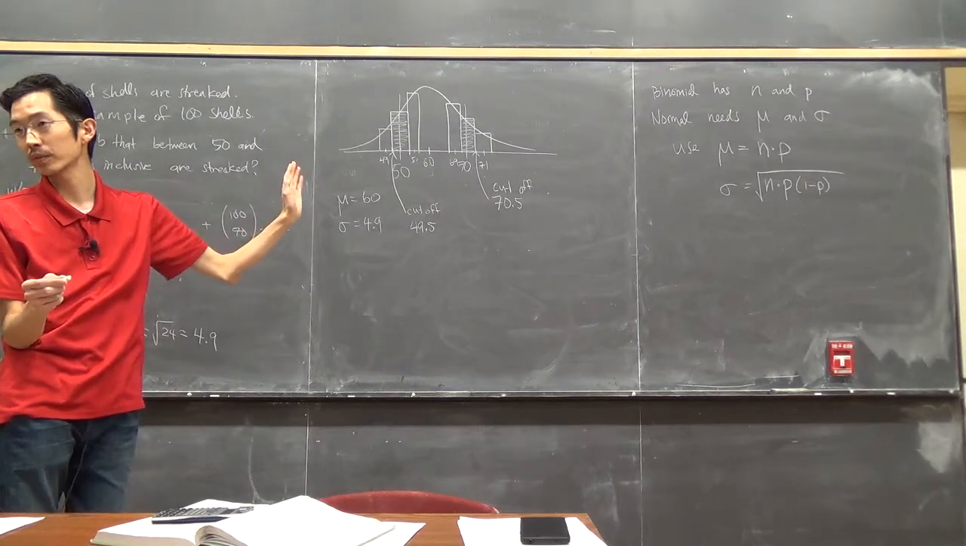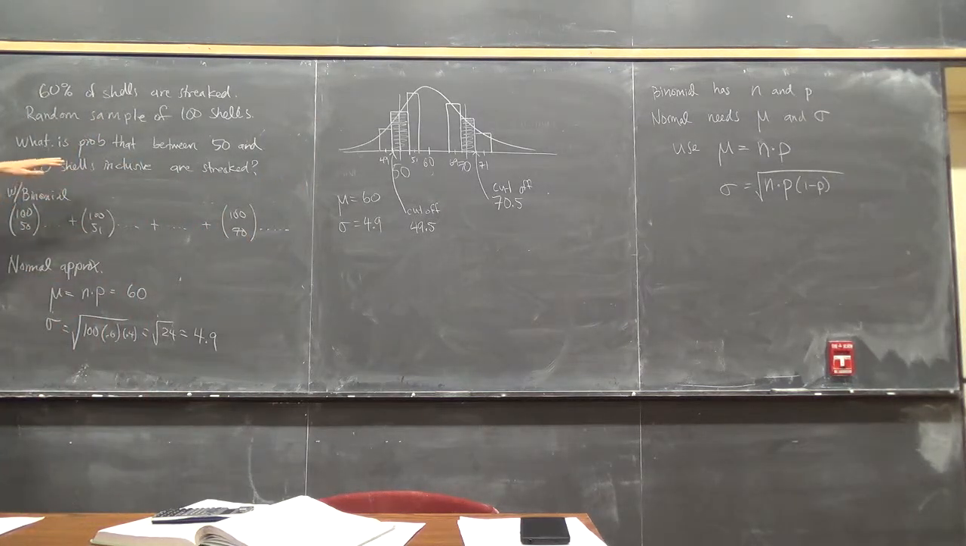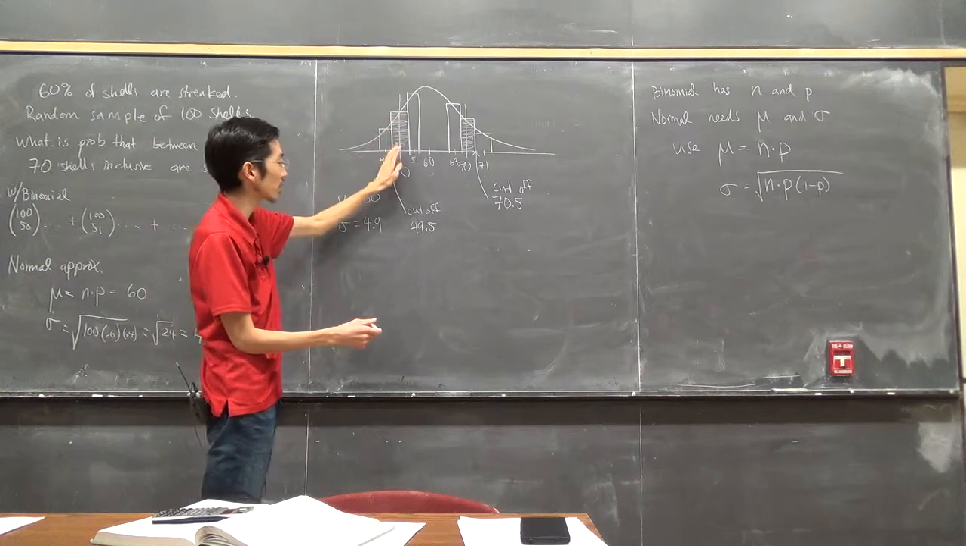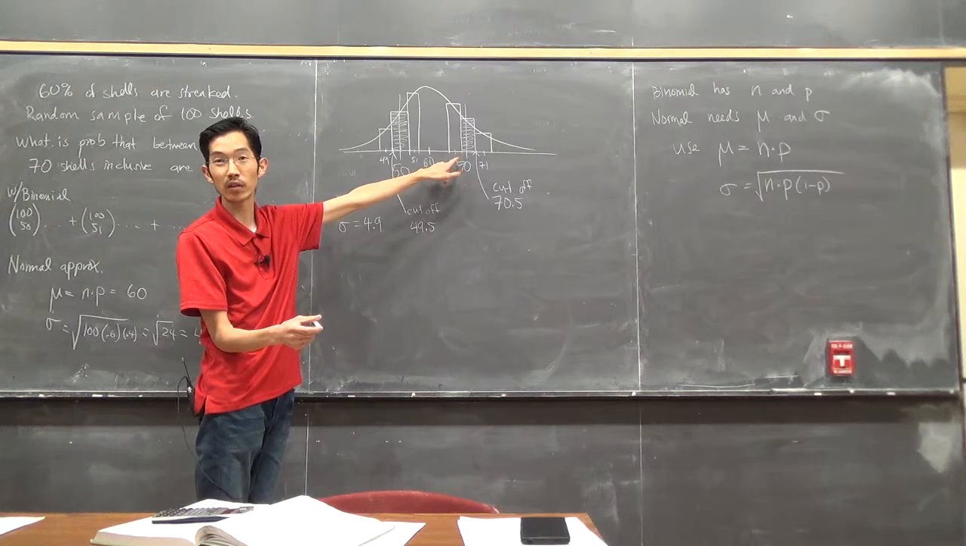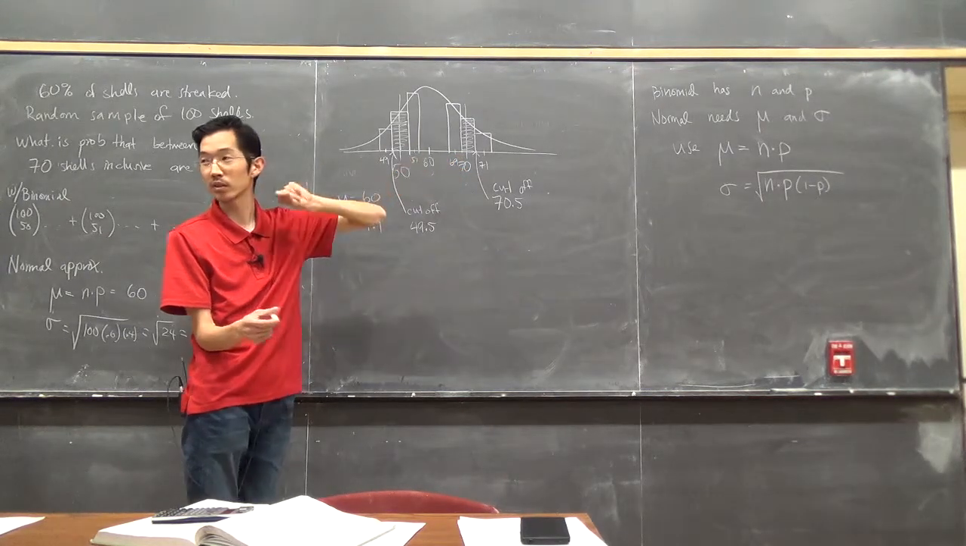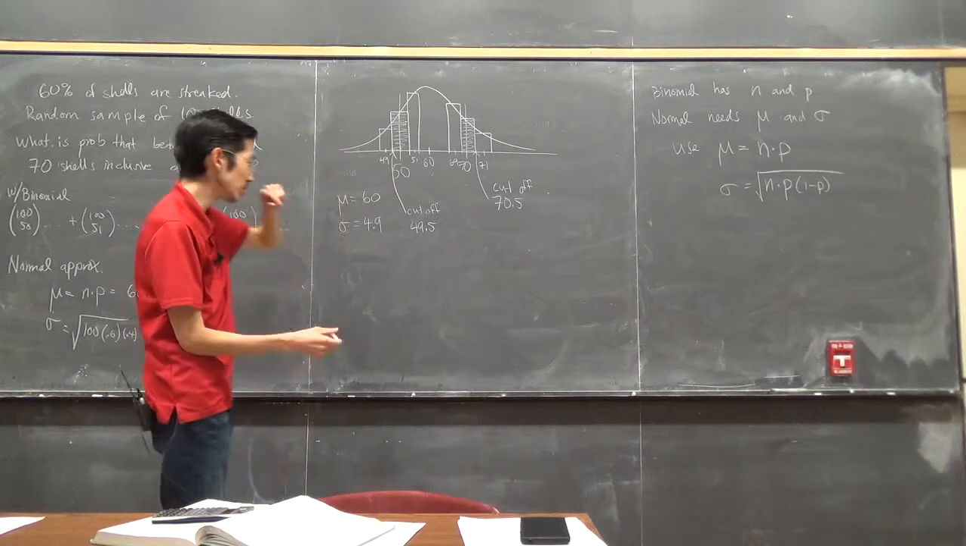above or below. If this problem was written, what is the probability that between 50 and 70 shells exclusive are streaked? That means basically between 51 and 69, not including 50, not including 70. Where would I draw my cutoffs then? I don't want to include this bar, so I would draw my cutoff at 50.5 and at 69.5. Is that okay? Everyone? I have a question.